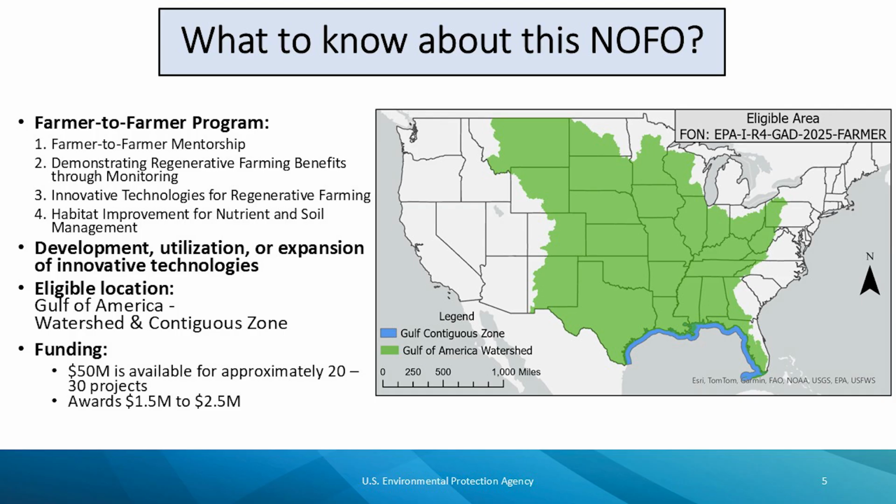EPA expects to fund approximately 20 to 30 projects with awards between $1.5 million to $2.5 million for a total of up to $50 million.